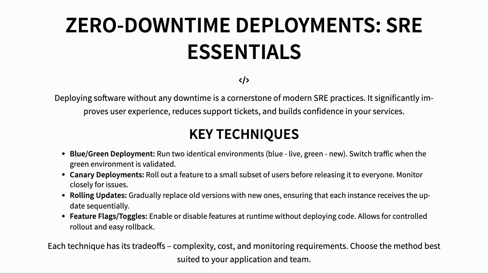Another method is canary deployments, where we release a feature to just a small portion of our users initially, allowing us to catch any problems early on. Rolling updates are another way to slowly replace older versions with newer ones, and then there are feature flags which let us control exactly when features are available without even deploying new code. The best strategy depends on your application's needs.